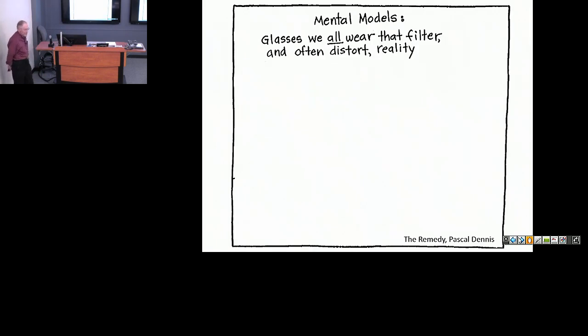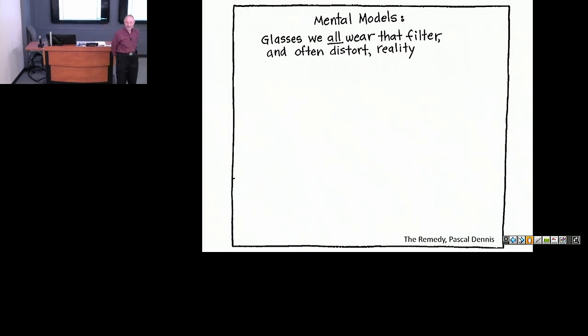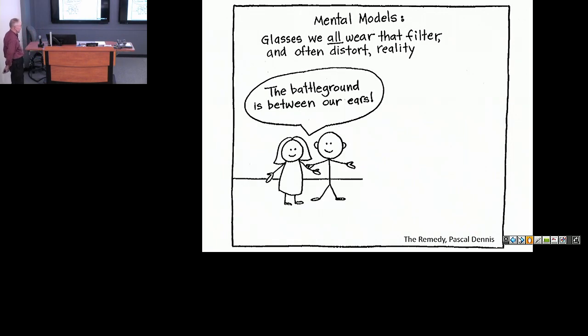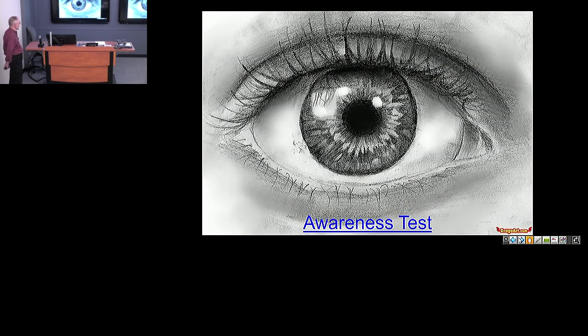None of us sees reality. We see a portion of reality, and we see that portion of reality that fits with our model of the world. Right? If my model of the world is that the world is unjust, I'm probably going to see a lot of injustice. If I see the world as a place full of opportunity, I'll probably see opportunities. So none of us can see the total reality, right? So the battleground is between our ears so that we can see things.